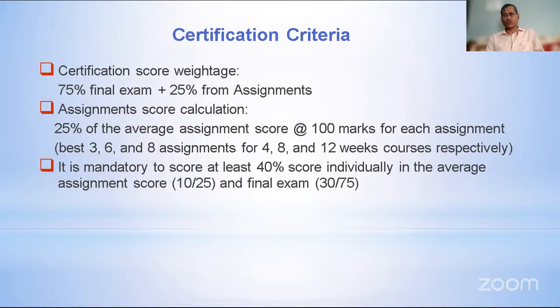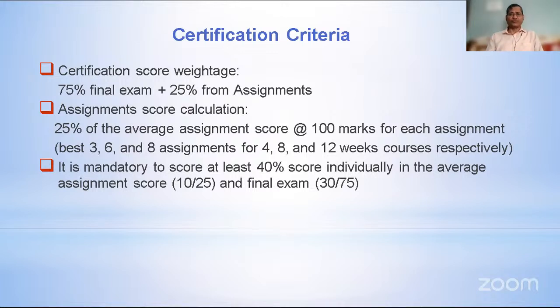All right. So 25% will come from your internal assessment or assignment marks. But for calculation of that, for a 12-week course, only the best 8 assignment scores will be considered. For an 8-week course, the best 6, and only 3 assignments will be considered for a 4-week course. Again, the question is, suppose you have taken a course of 8 weeks and you have not submitted even 6 assignments. You have submitted only 4 assignments.